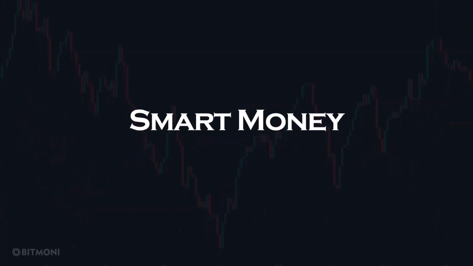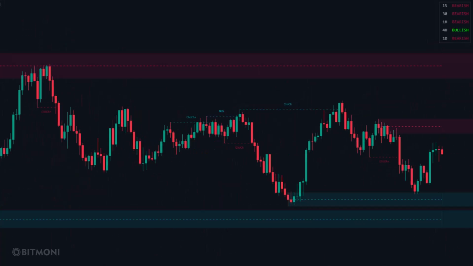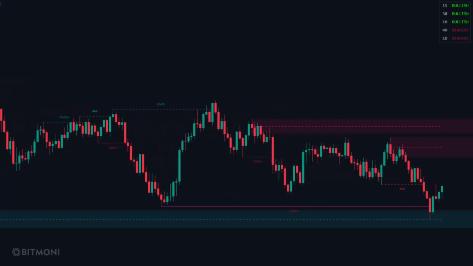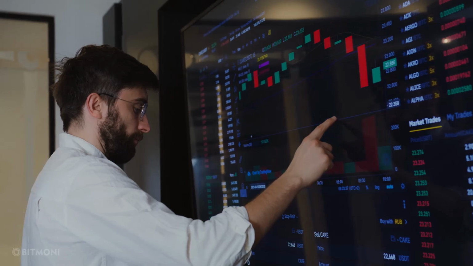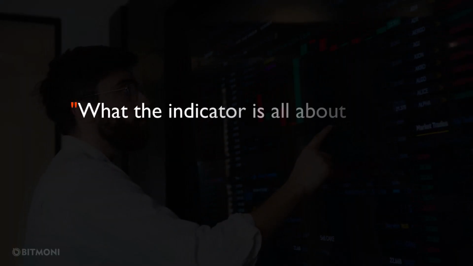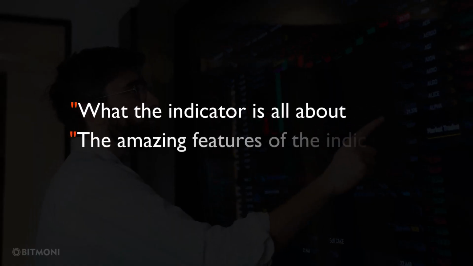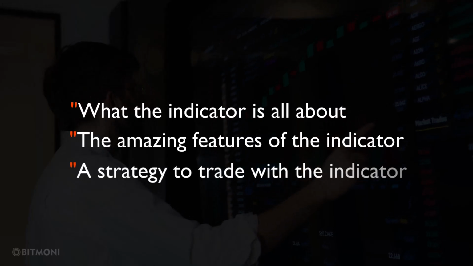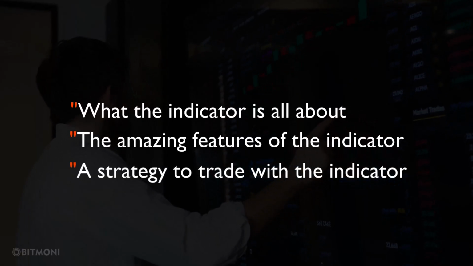Introducing the Smart Money Toolkit by Algo, a comprehensive trading indicator built to decode market dynamics in real time. I will walk you through everything you need to know about this indicator, starting from what the indicator is all about, the amazing features of the indicator, and finally, I will show you a proven strategy that you can use with this indicator to make profits in the market.